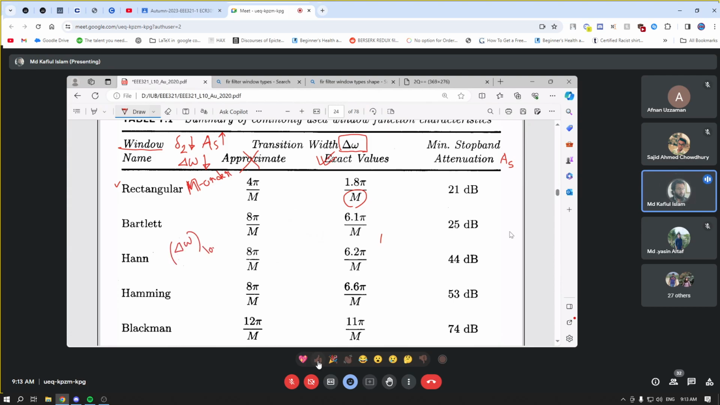Having the lowest among all these. So you look at this column and find out the lowest value of delta omega. Which one has the lowest? Rectangular. So can I say that rectangular window is best among all these 5 window functions as far as the transition bandwidth is concerned? Can you say that? Yes, sir. Okay. For AS, should we look for higher or lower? Higher. So which one is highest? Blackman.